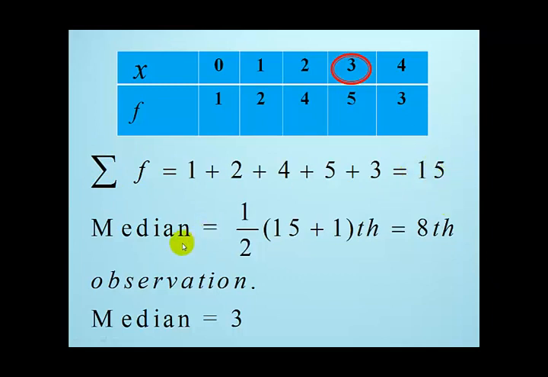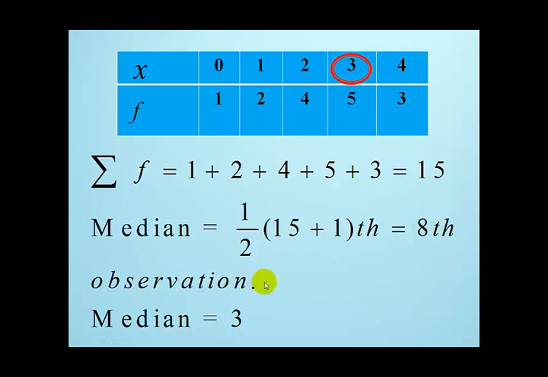So the median is equal to the half of 15 plus 1 observation. That's when the total frequency is an odd number. That is how we find the median from the table. It's half the total frequency plus 1. And 15 plus 1 is 16. So half of 16, that is 16 over 2, is equal to 8. That is the 8th observation.